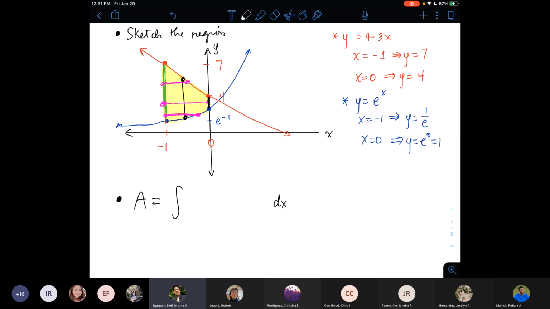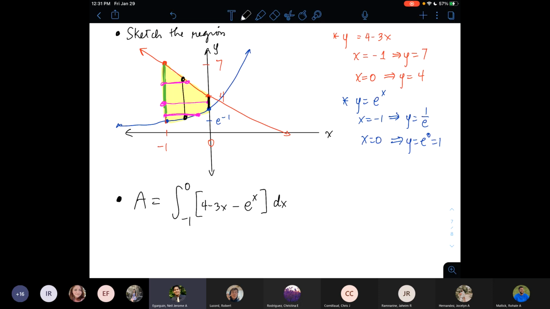Now, again, we decided vertical strips are much more convenient, so I have a dx there. And then what are the bounds for x? The region starts when x is -1, and it ends when x is equal to 0. So those are my bounds here. And then it's top minus bottom. The top function is the red one, which is the line. So I'll have 4 minus 3x minus the bottom function, the blue one, which is the exponential function.